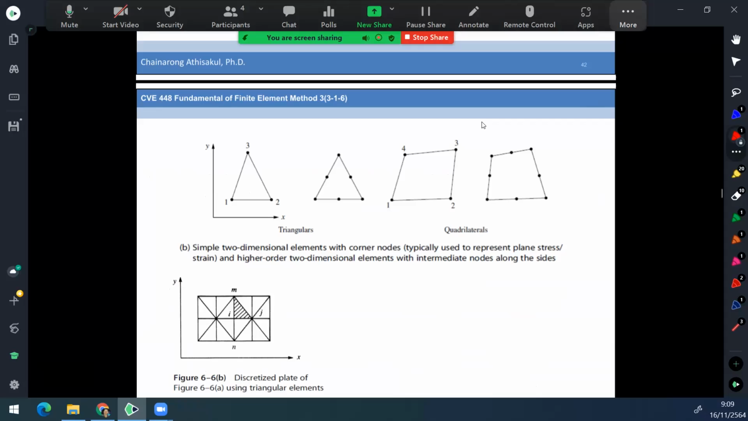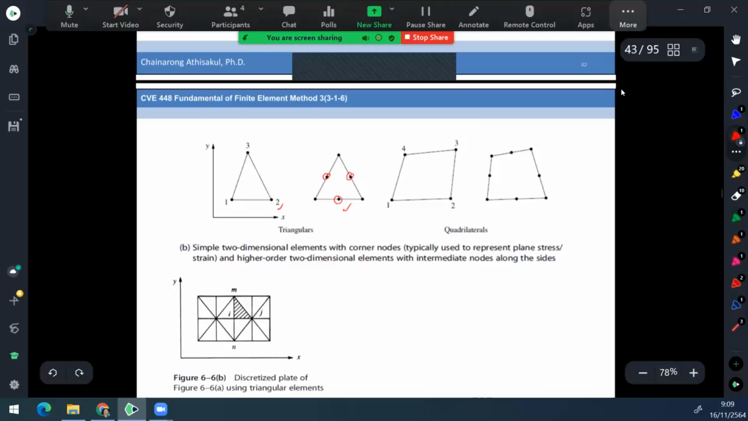If we add a node inside the element, maybe like this, it increases the degree of polynomial of the displacement function. It means that we also increase the number of degrees of freedom. Normally finite element software is composed of these two types. This may be the linear type, and this is the non-linear type. It is a non-linear element, but that does not mean it is a non-linear problem. It is just that the degree of the polynomial is increased.